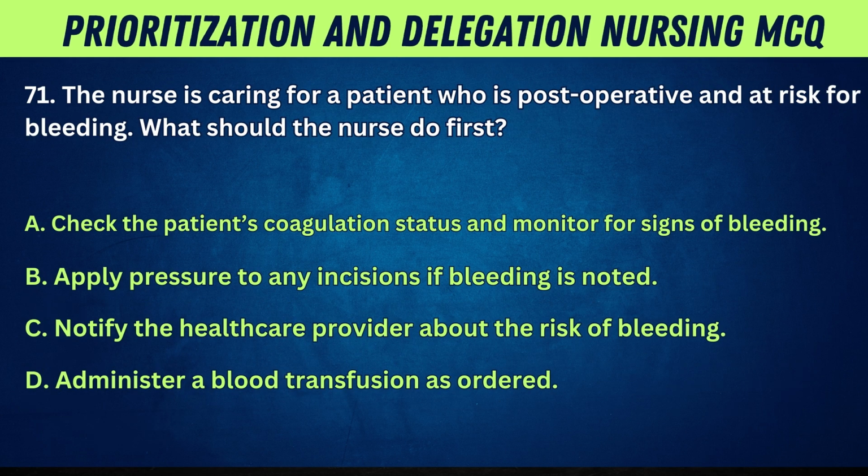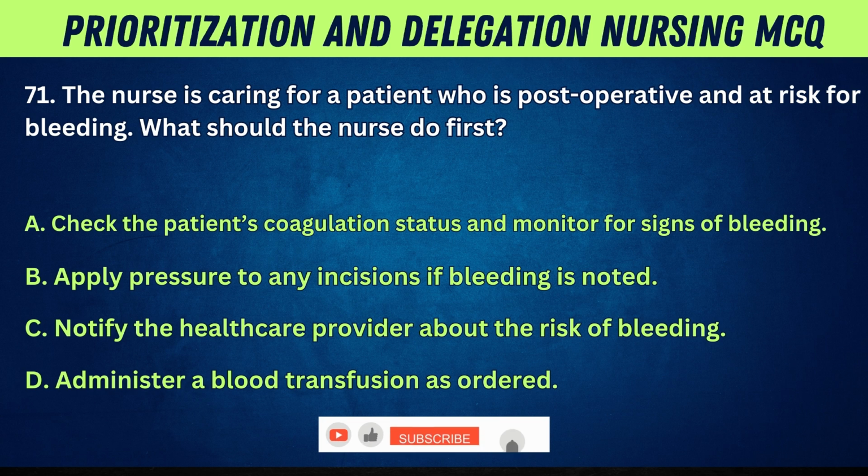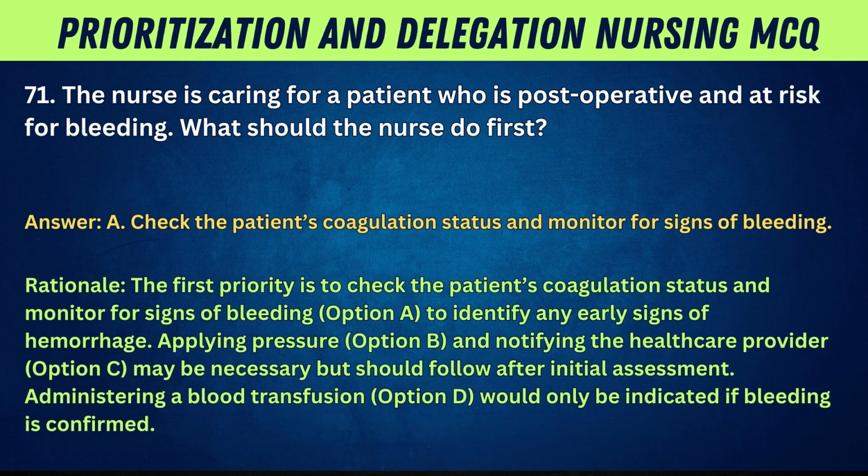71. The nurse is caring for a patient who is post-operative and at risk for bleeding. What should the nurse do first? A. Check the patient's coagulation status and monitor for signs of bleeding. B. Apply pressure to any incisions if bleeding is noted. C. Notify the healthcare provider about the risk of bleeding. D. Administer a blood transfusion as ordered. Answer. A. Check the patient's coagulation status and monitor for signs of bleeding.